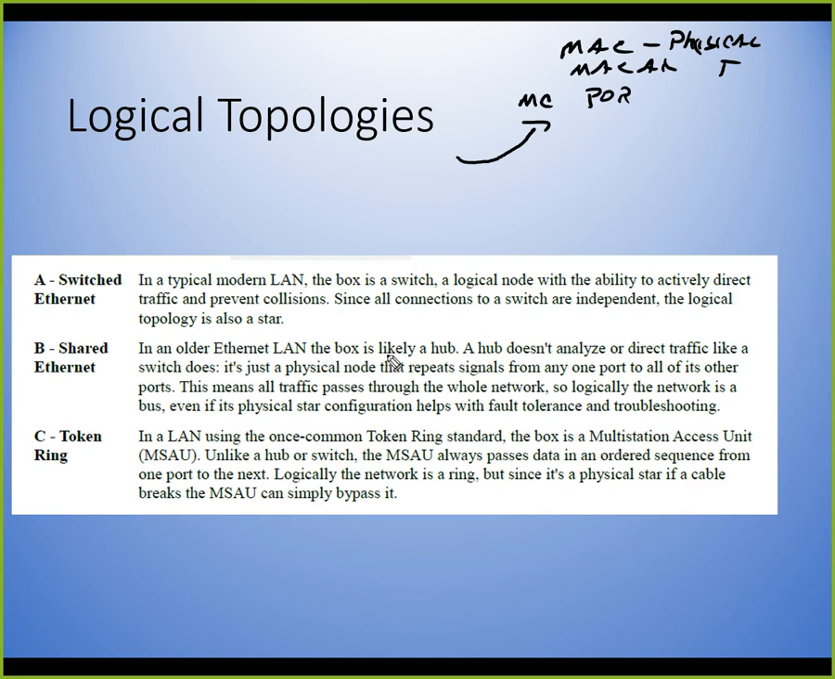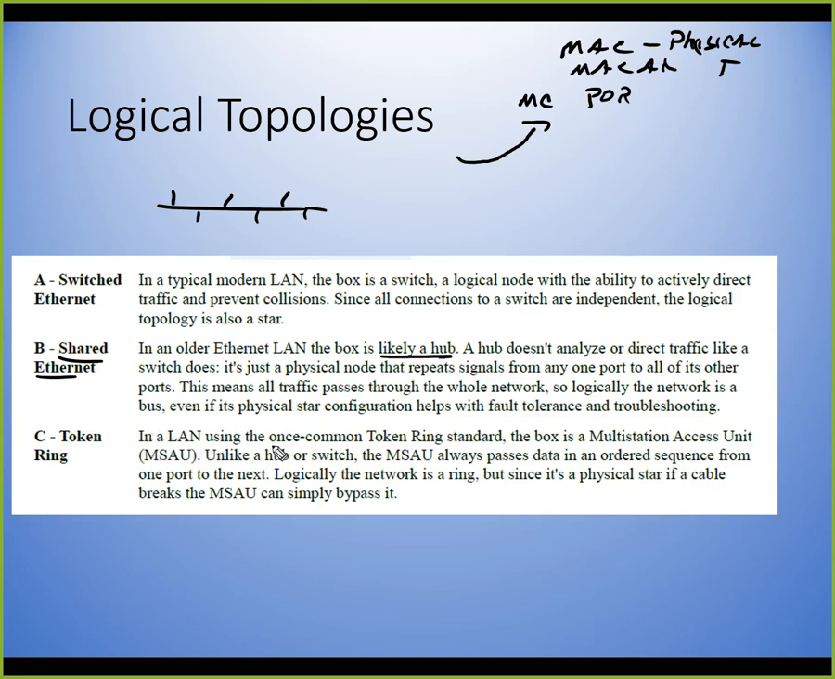Older Ethernet: the box is likely a hub. The shared Ethernet, the one we talked about, where everybody is in fact sharing the same one. The switched Ethernet would be nice if we could have highways like that, because we'd all have private highways, and we wouldn't have collisions, and we wouldn't have a lot of problems. We wouldn't have to wait, because we would have our own dedicated highway to get everywhere. Impractical, but we can do that in our networks.